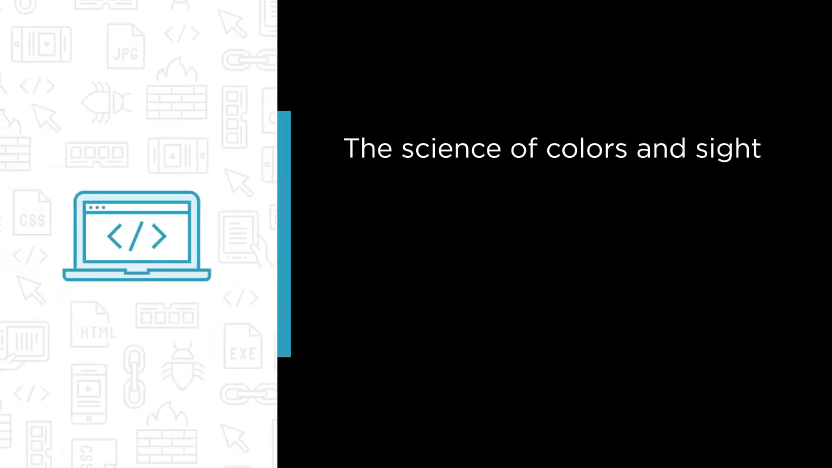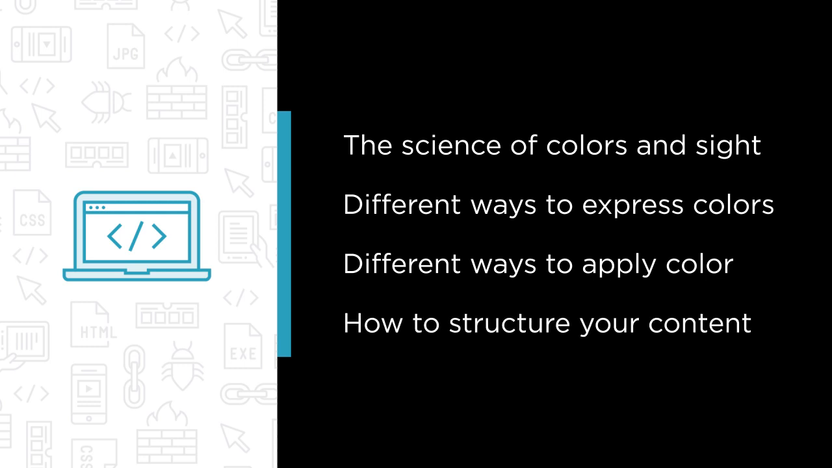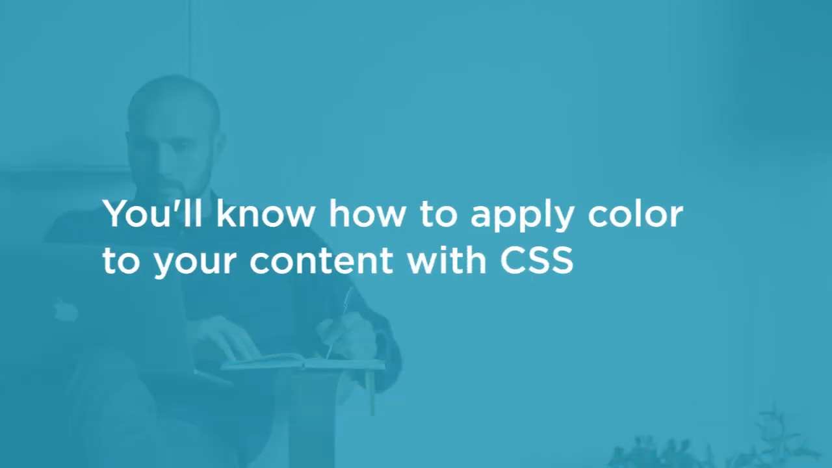Some of the major topics that we will cover include the science of colors and sight, different ways to express colors, different ways to apply color to your content, and how to structure your content in a professional and real-world way. By the end of this course, you will have the skills and knowledge of how to apply color and images to your content with CSS, and how to future-proof your work against some problems that you might not see at the beginning.